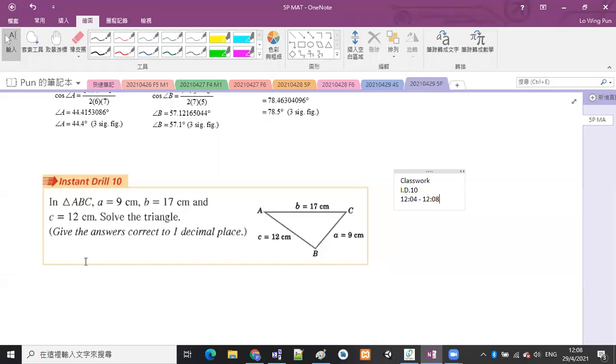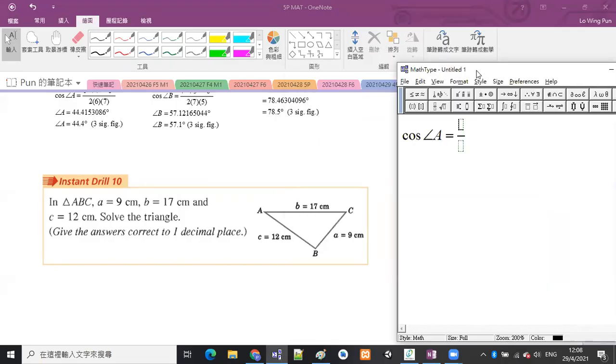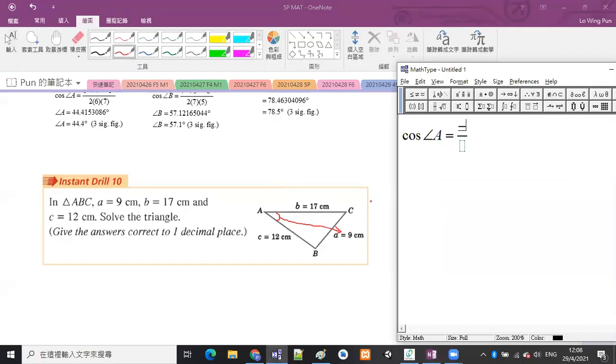Okay, let's check the answers. So we need to solve a triangle, and we have 3 lengths. So we are going to use the cosine formula. Let us find angle A first. Cosine angle A is equal to a fraction, and we need to fill in the negative term first. Okay, so angle A is looking at the length a, which is 9 cm. So it should be minus 9 square. But the other two, 12 square and plus 17 square here, will be the other two squares. And then divide by 2 times the other two, 12 and 17.